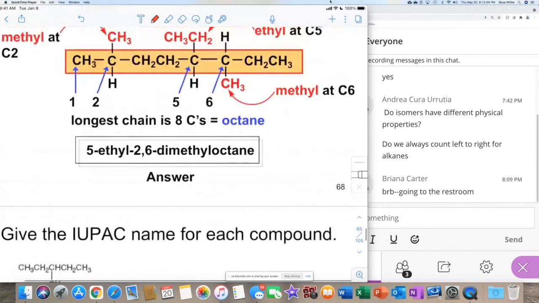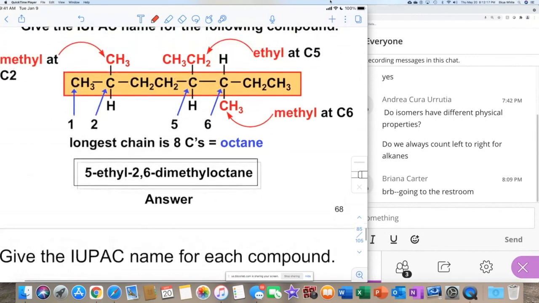Okay, let's see. For this one, longest chain. And then you get a chance to do the same thing over and over again. So as you're learning, you're practicing, right? You're practicing and you're learning at the same time. Okay, which end is more busy?